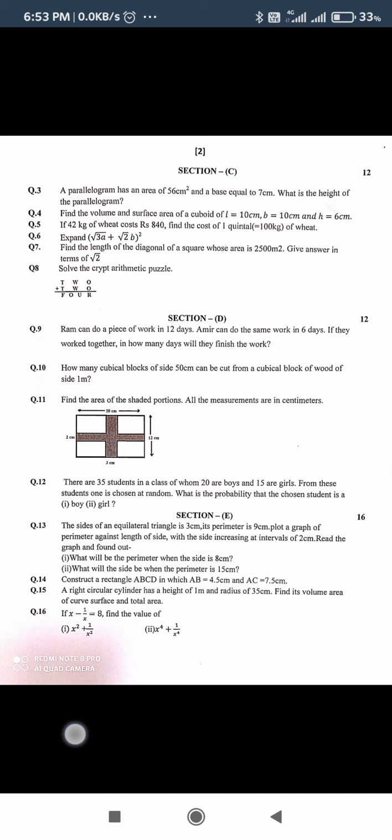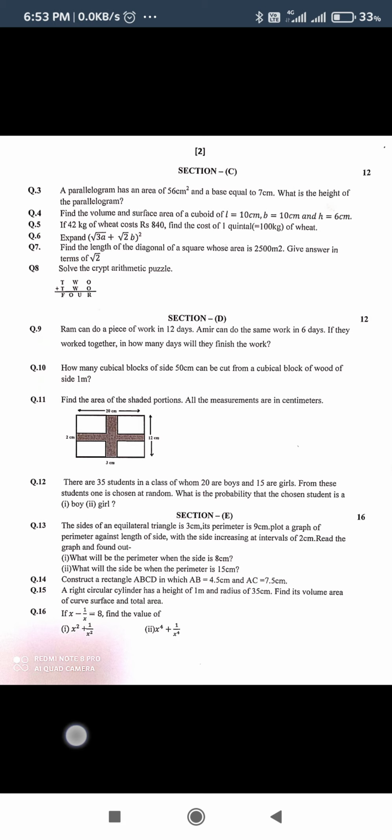Okay, now move to section D. So section D consists of a total of 4 questions, each of 4 marks.